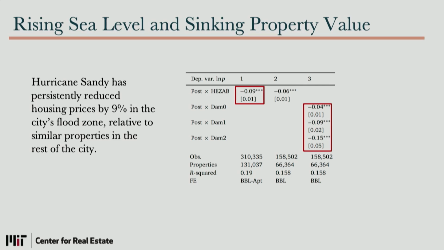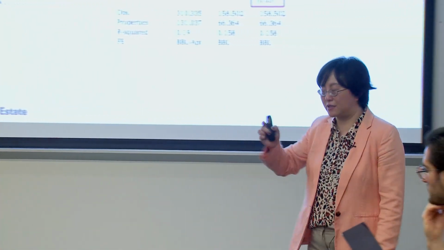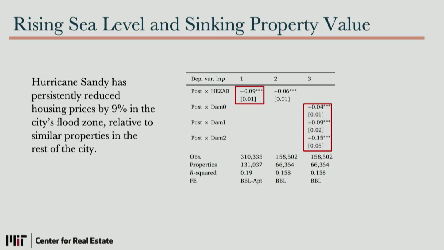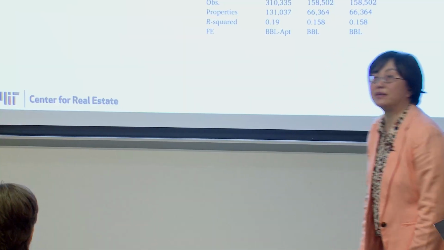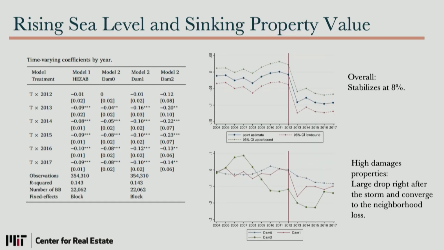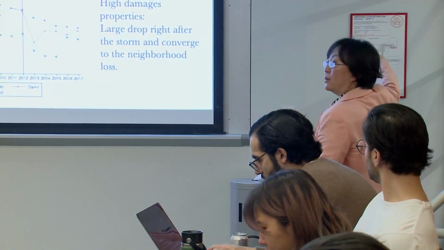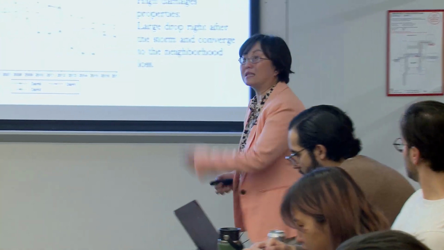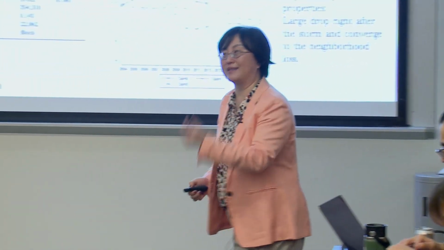Then I will skip this because I already told you that's 8%, persistent. And they also have 3 levels of damage measures: light damage, medium damage, very heavy damage. You see, it's different. The heavy damage, 15% discount. And they show, okay, overall stabilized at 8%. For those, first dropped a lot and later recovered a little bit and finally stable at 8%. So that's for housing. Remember, housing.